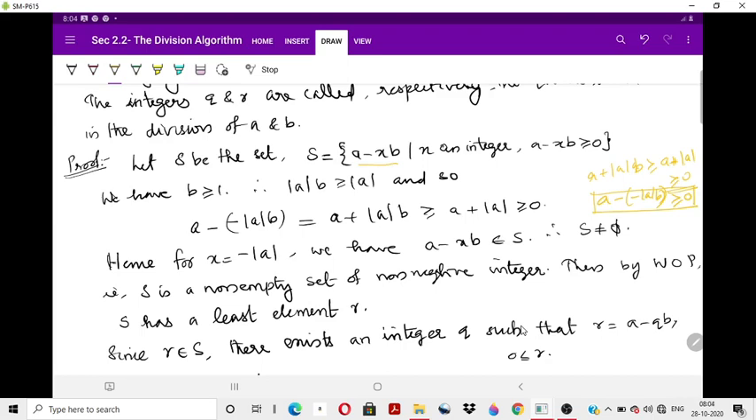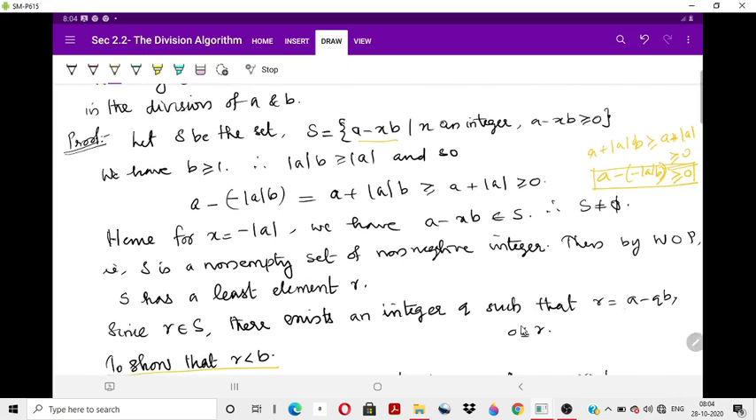By the well ordering principle, we proved that S contains a least element, and we call that element R. Now, since R belongs to S, we can say that there is an integer Q as X, such that A minus Q into B is equal to R, or R is equal to A minus Q into B. And one more thing, S is a set of non-negative integers, so R is greater than or equal to 0, or 0 is less than or equal to R.